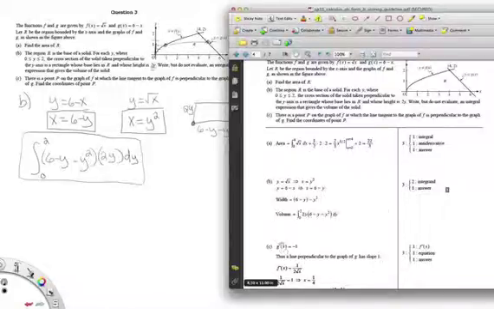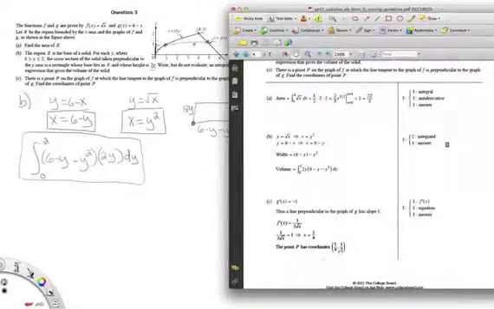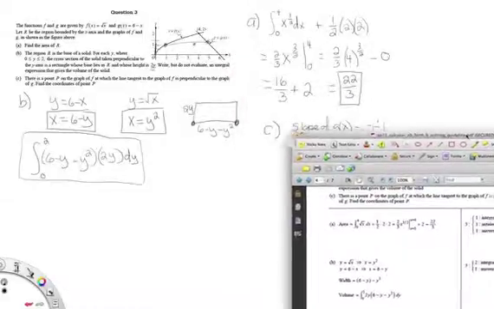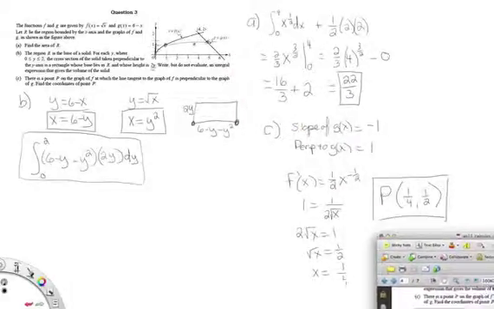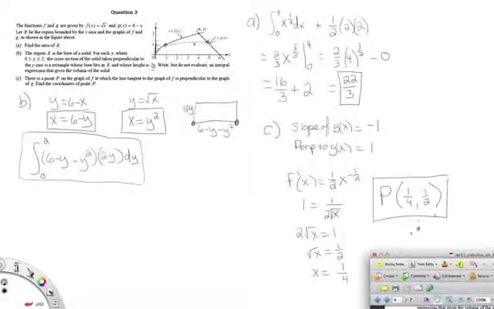And the slope of g is -1. Therefore, we want a slope of 1. Plug it in, do the math that we just did, and we got the right point. We got 9 points, and it took about 6 minutes to do. Okay, so let's move on to question number 4.